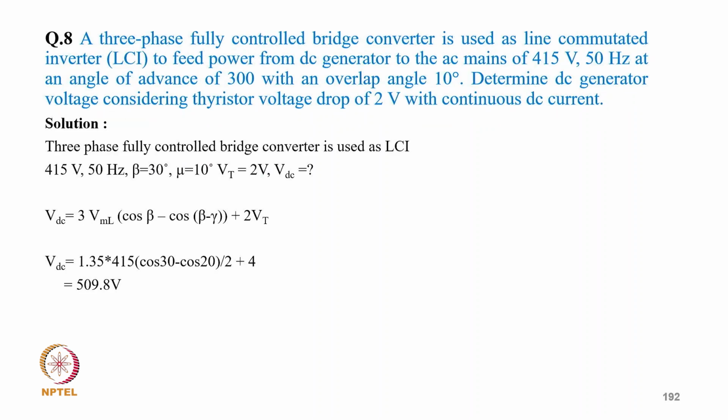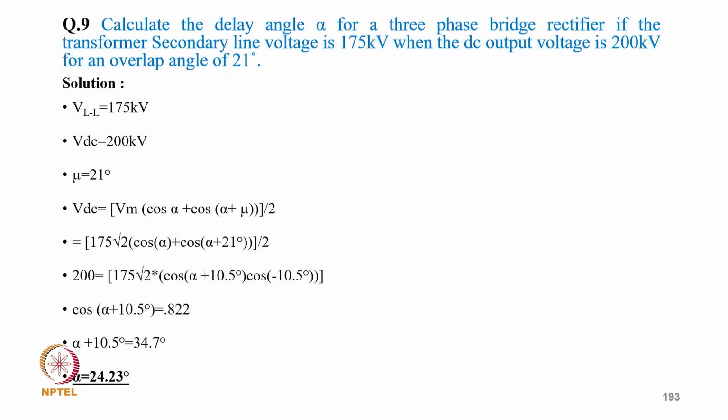so it comes 2.66 ampere. Coming to the next example, a three-phase fully controlled bridge which has a line commutated inverter to feed power from a DC generator to AC at 50 Hz with angle of advance 30 degree and overlap angle 10 degree. Determine the DC generator voltage considering a thyristor voltage drop of 2 volt. So the three-phase fully controlled bridge converter is used as LCI, and here VDC equal to 3 Vm cos beta minus cos beta plus mu plus 2 Vt, so VDC comes 509.8.